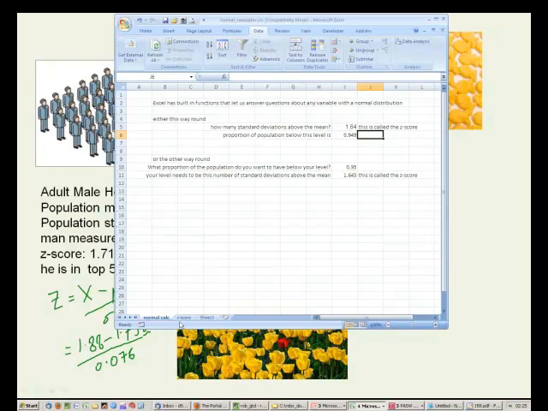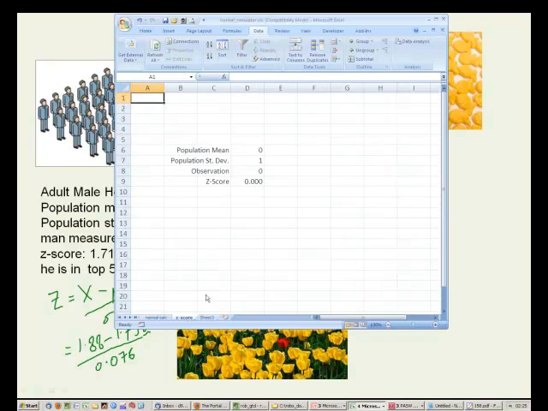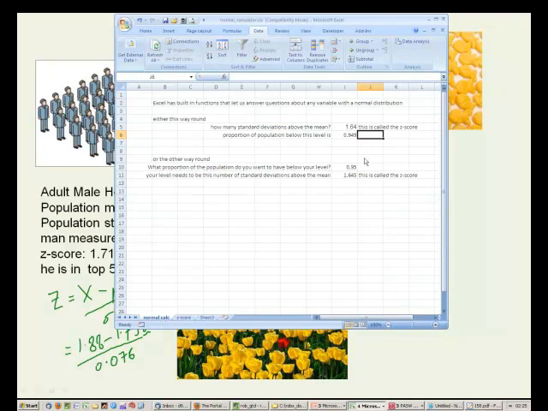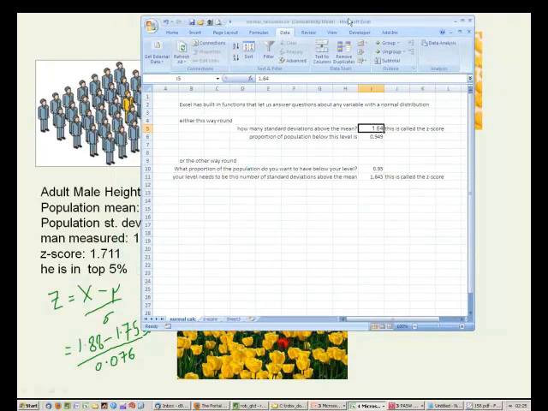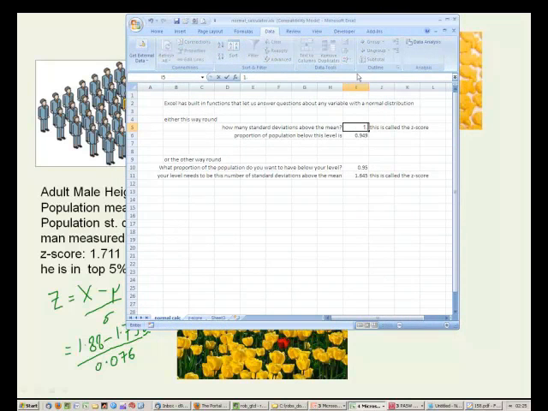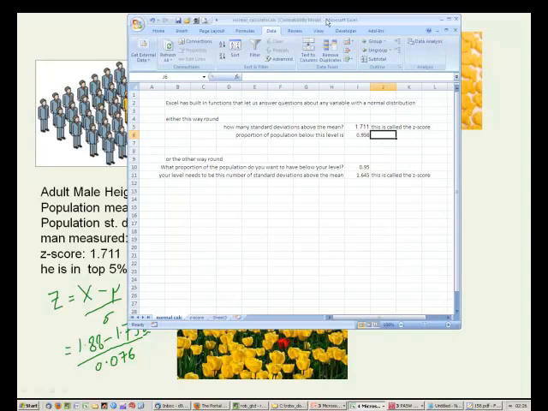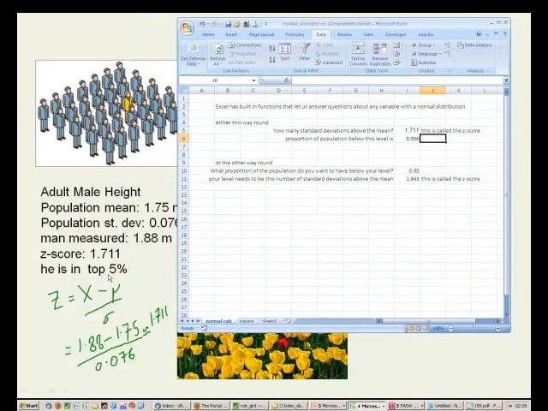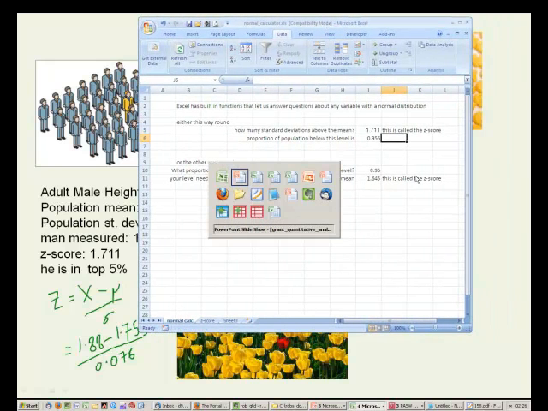Which it does finally. 1.711. Then 95.6% of the population are below that, which means you're in the top 5%. So only 4.4% actually are greater than that, so into the top 5% of people, so really, really tall relative to everybody else. Some quicker examples then.